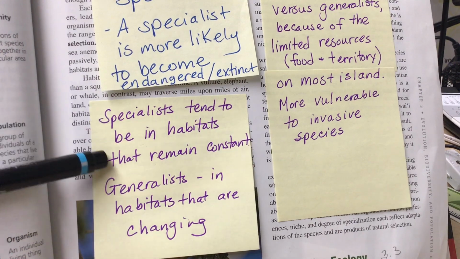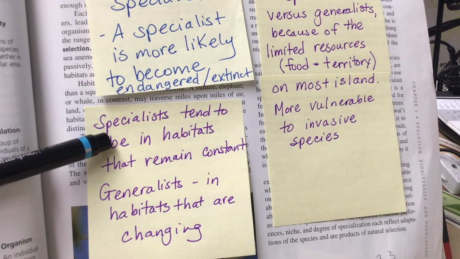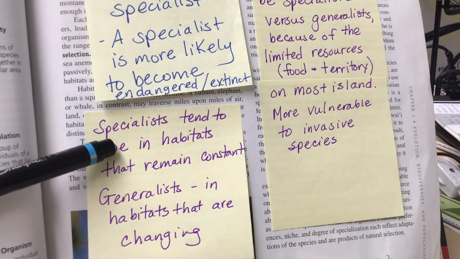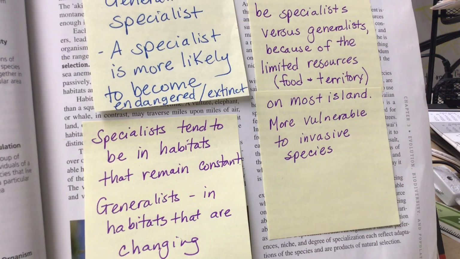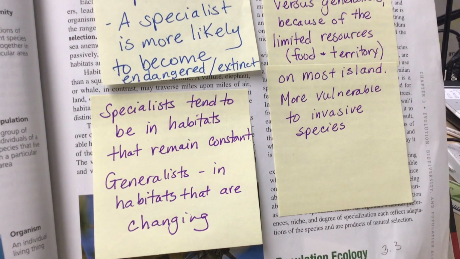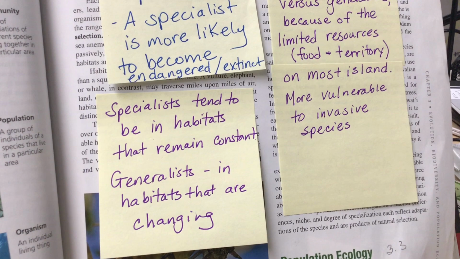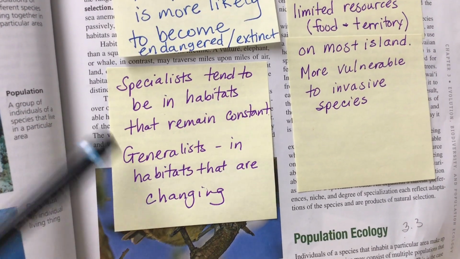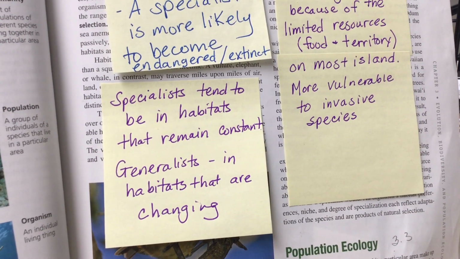Specialists also tend to be in habitats that remain constant. So the Arctic ice is usually ice year-round until very recently. It doesn't usually melt and refreeze way up at the top where the polar bears are, and so they can hunt from ice year-round until now. But now a lot of habitats are in flux, so it's going to be interesting to see how species change and adapt. And generalists are usually in habitats that are changing because they need to be able to eat different kinds of food and adapt that way.